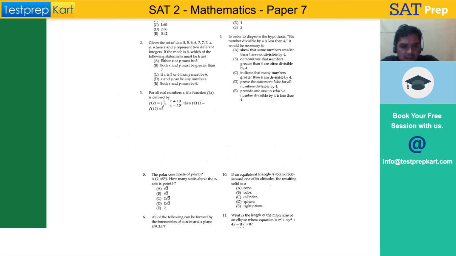Okay. x and y must be 5? If x or y must be 5, then mode is 6? If both are 5, then mode should be 5. If one is 5, one is 6, then still mode is like 5, 6 and 7. So A is not correct. Next, both x and y must be greater than 7. In this case also 6 can't be the mode.